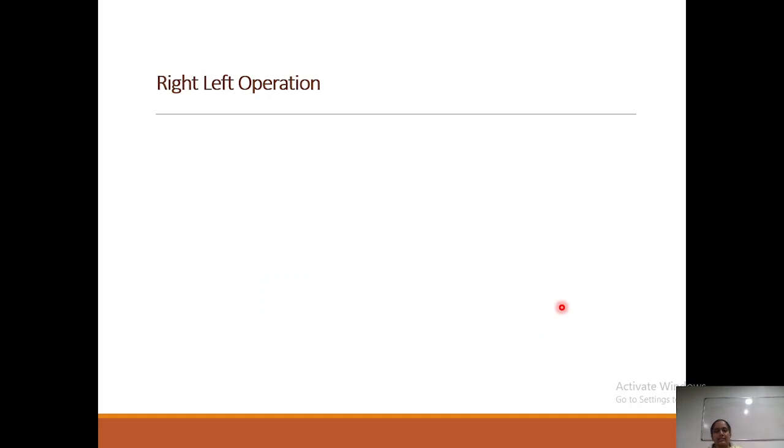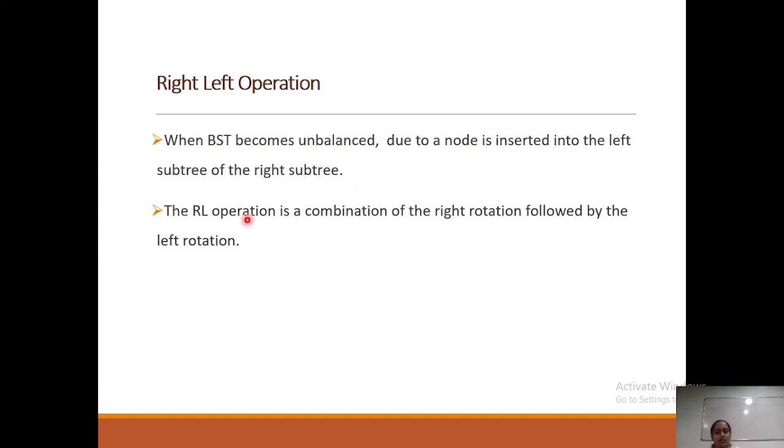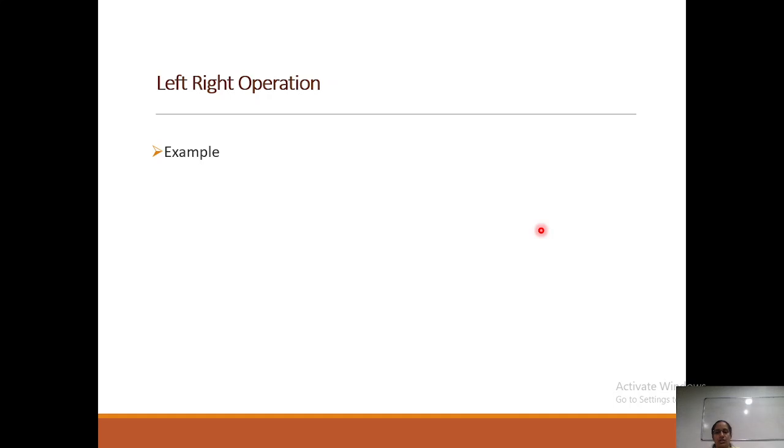Now we'll see the right left operation. It is exactly the opposite, exactly the reverse of the left right operation. So the BST becomes unbalanced due to a node inserted into the left subtree of a right subtree. So again it is a combination of two operations, that is, a right rotation followed by a left rotation. So we'll see it with the help of an example.